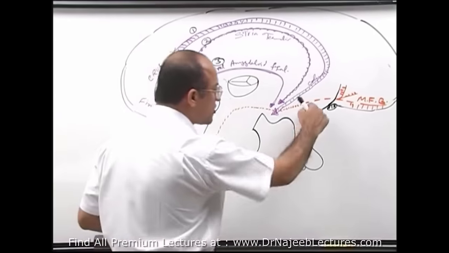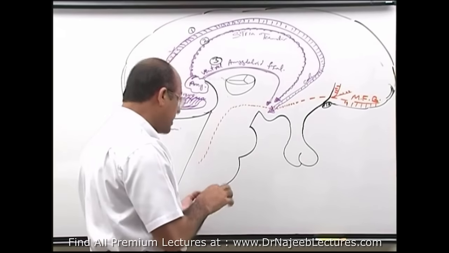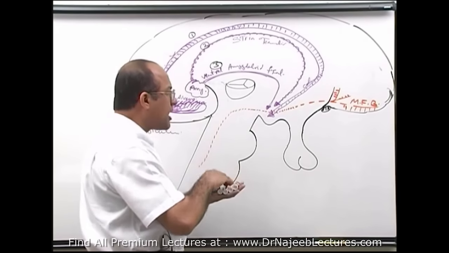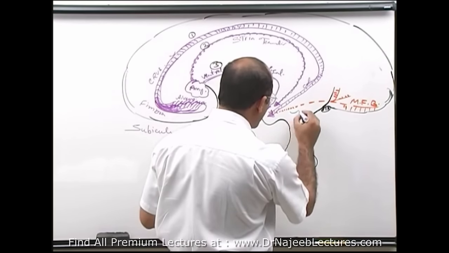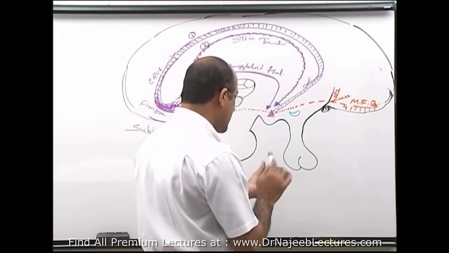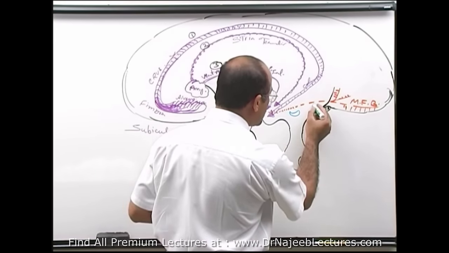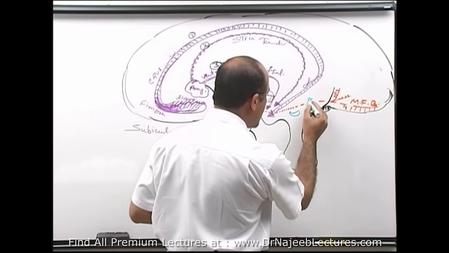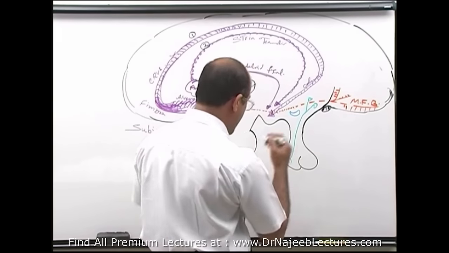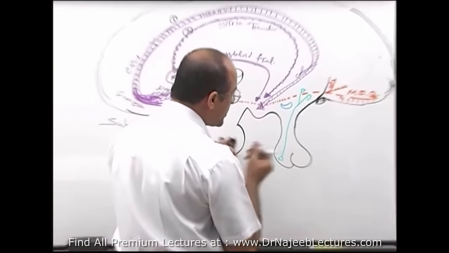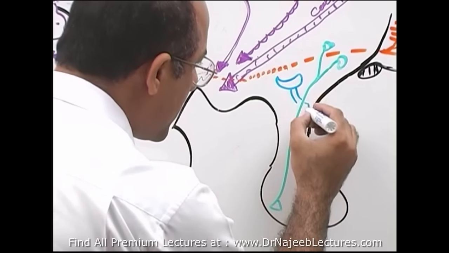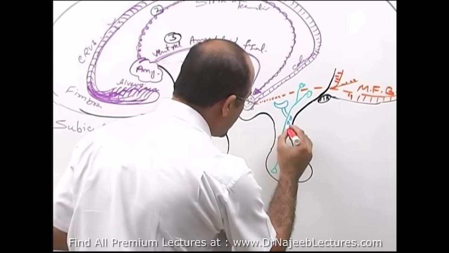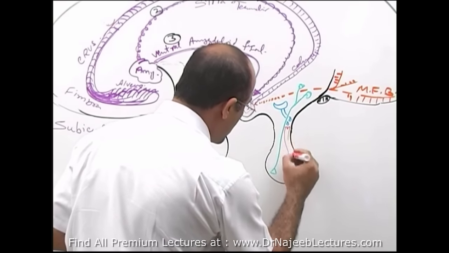Then we have connections downward from the hypothalamus. You remember that there was the arcuate nucleus here, there was the supraoptic nucleus here, and there was the paraventricular nucleus here. From here there were pathways going down, and from the arcuate nucleus there were some fibers, pathways coming here and eventually giving their... you remember?